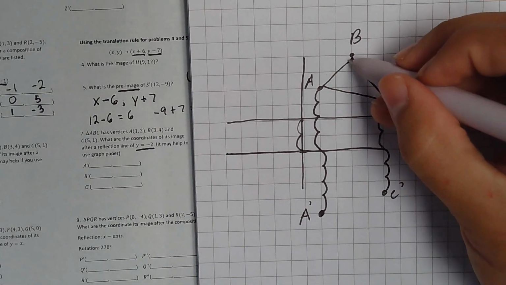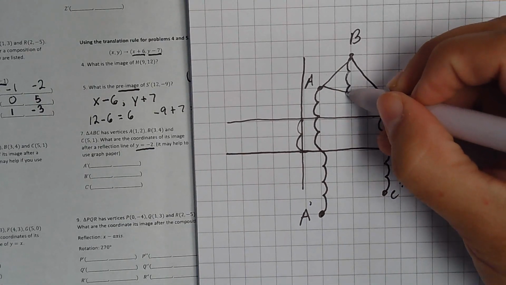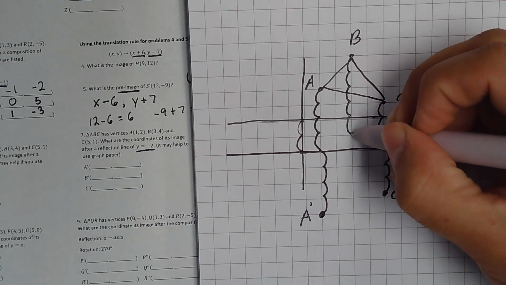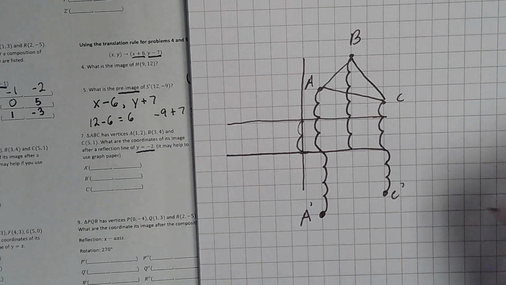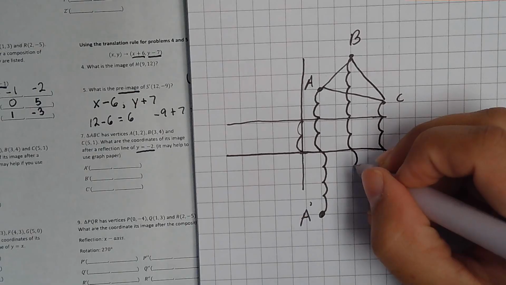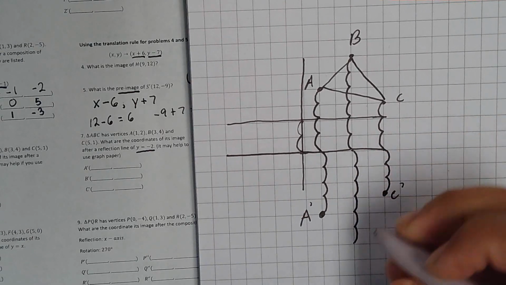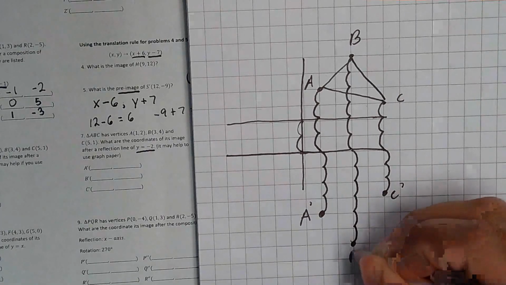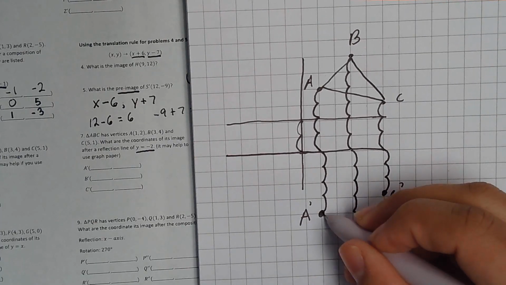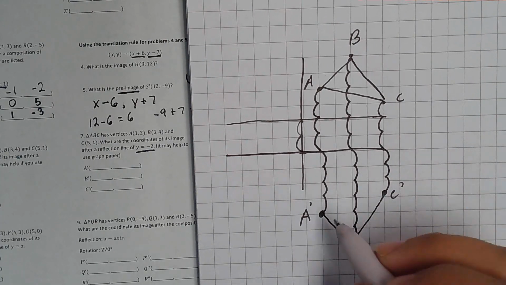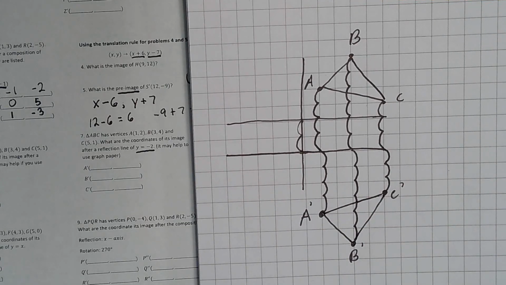Okay, and finally for B, I'm going to go 1, 2, 3, 4, 5, 6. Then I'm going to keep going. 1, 2, 3, 4, 5, 6. There's my new shape. Okay, so you'll have the space to do that on your test.